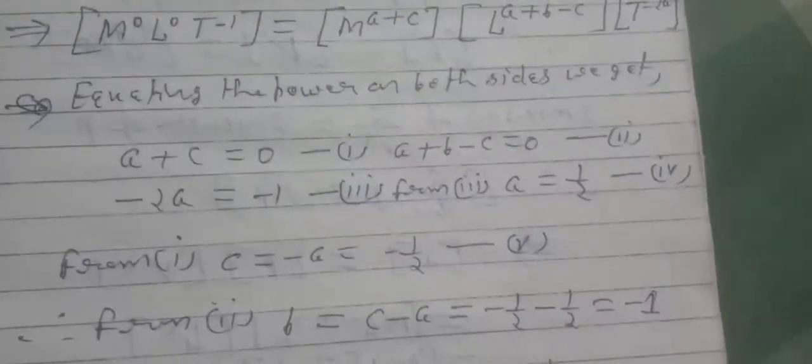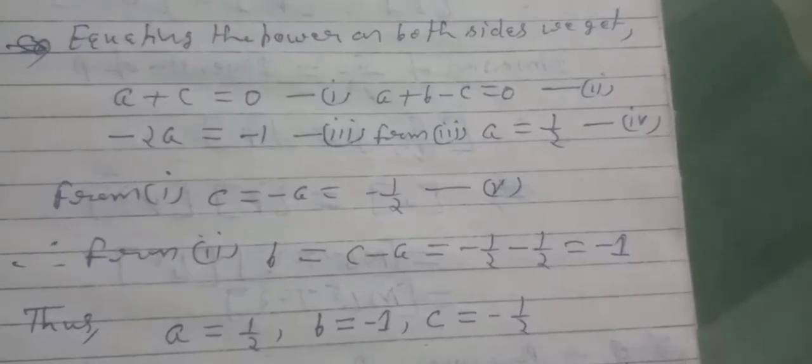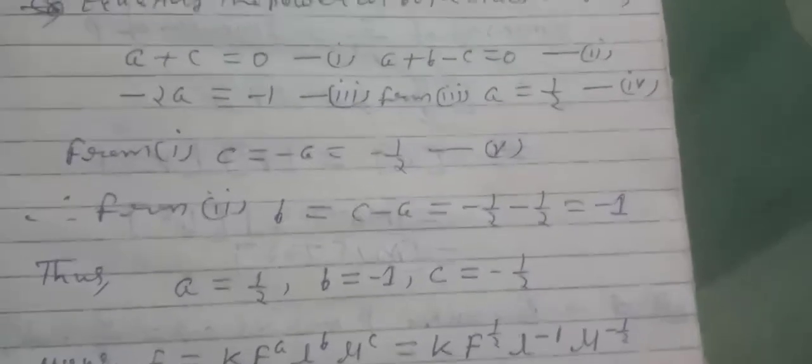So equating the powers on both sides, we get A plus C equals 0, equation 1; A plus B minus C equals 0, equation 2; minus 2A equals minus 1, equation 3. From 3, A equals 1 by 2, equation 4. Now from 1, C equals minus A equals minus 1 by 2, equation 5. Hence from 2, B equals C minus A, minus 1 by 2 minus 1 by 2 equals minus 1. Thus A equals 1 by 2, B equals minus 1, and C equals minus 1 by 2.